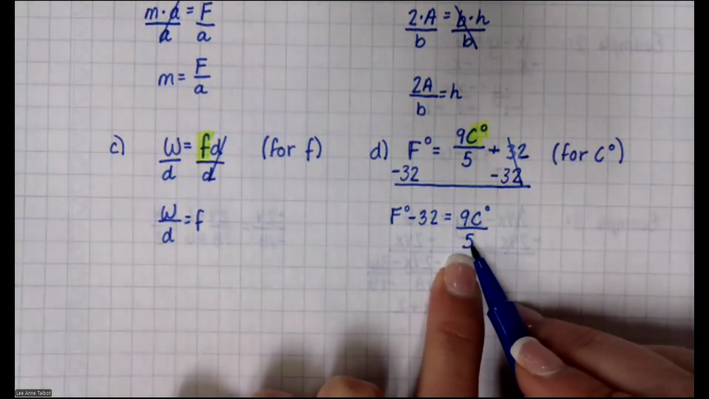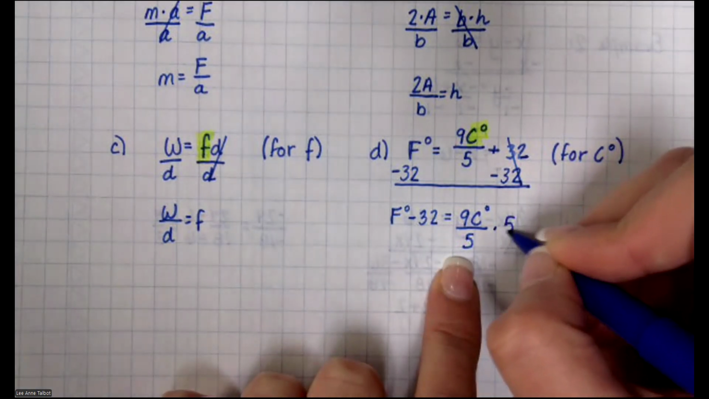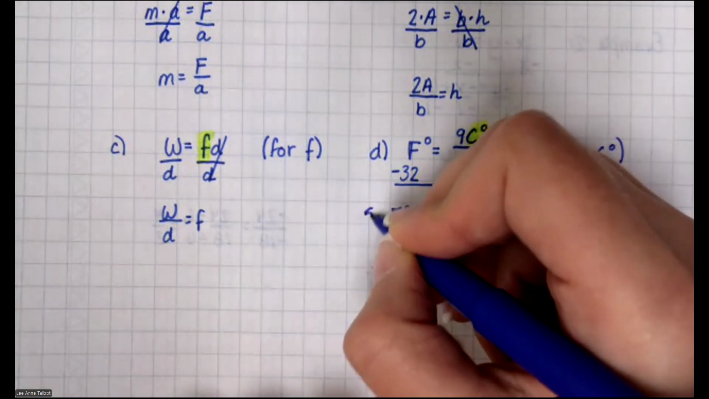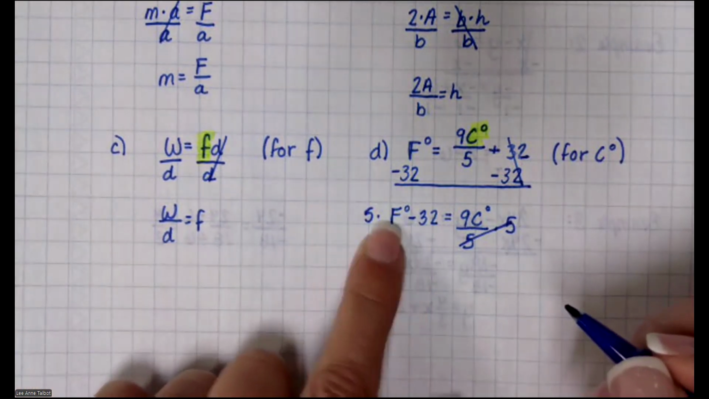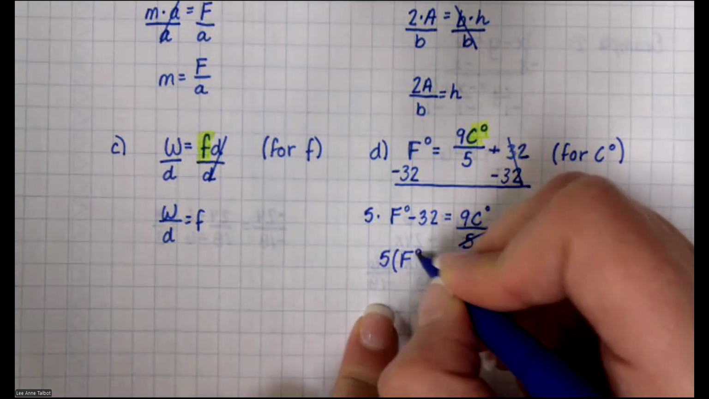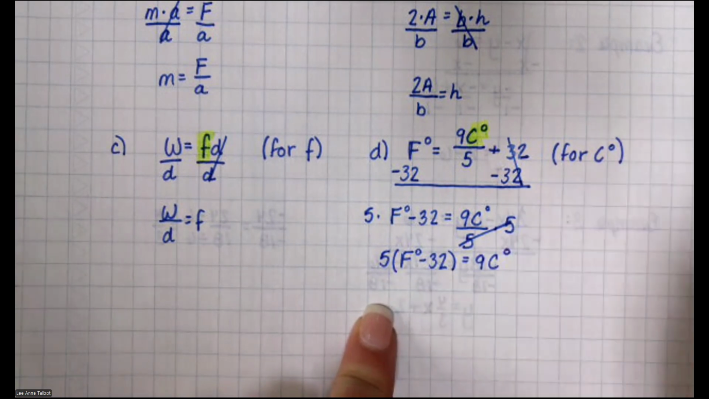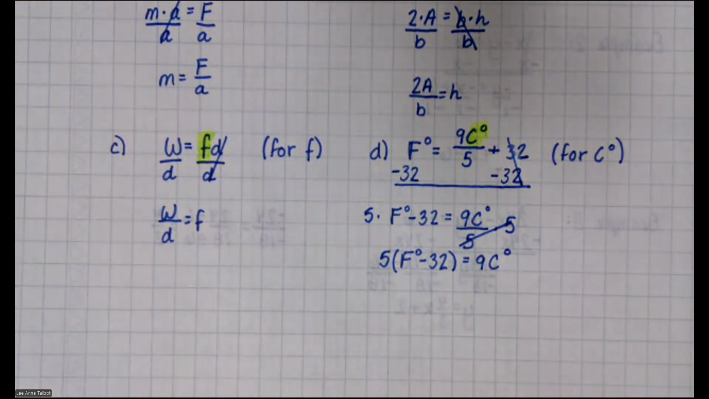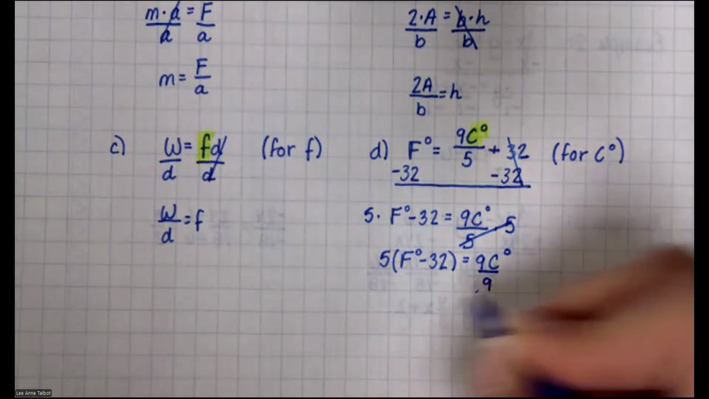Okay, anyway, so I got this. Do you guys all see this is dividing by 5? Okay, how do I undo dividing by 5? Multiplying by 5. Okay, now this is special. Notice I'm multiplying all of this by 5, so I need parentheses. Times 9, undo it, divide by 9.